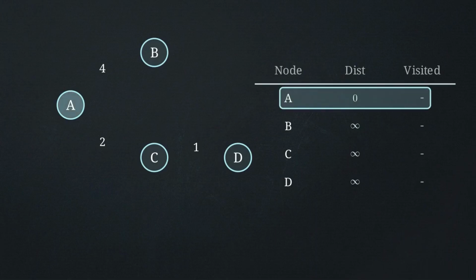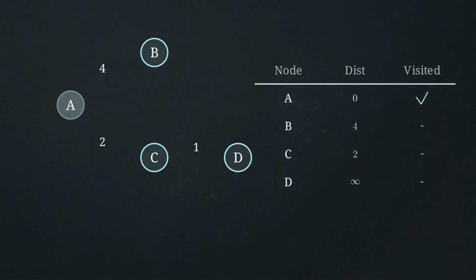We scan node A's neighbors, B and C. The cost to reach B is 0 plus 4. Since 4 is less than infinity, we update the table. The cost to reach C is 0 plus 2. 2 is less than infinity, so we update that as well. With its neighbors checked, node A is marked as visited.